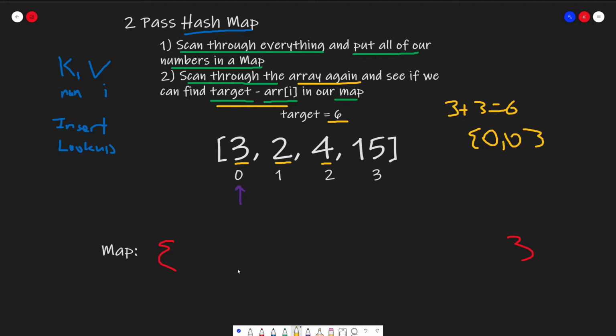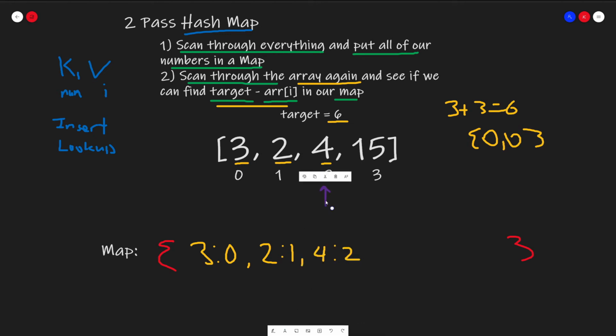We start at index 0 and we add the key value pair 3 and its index 0 in our map. We advance our array. At index 2, we add the pair 2, 1, and we continue, and we add 4, 2, and then we add the last key value pair, which is 15, 3.